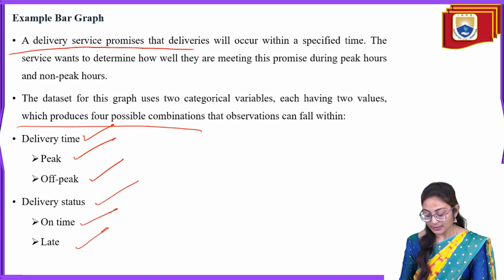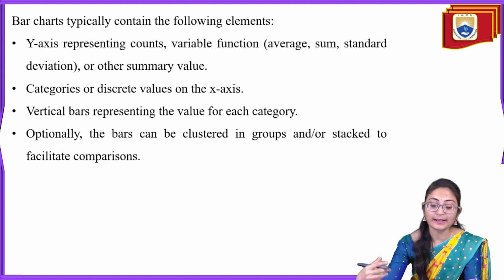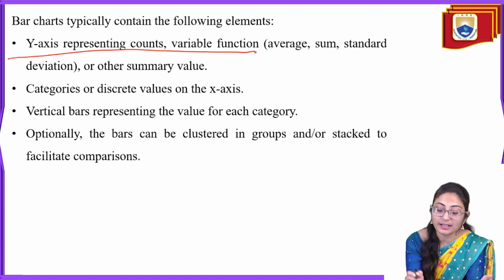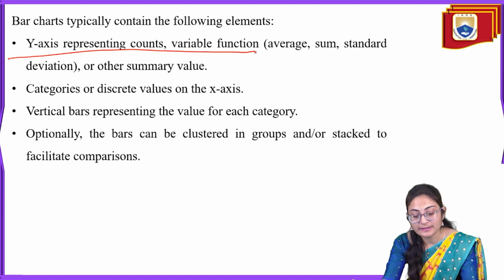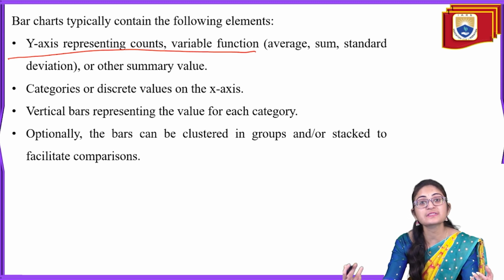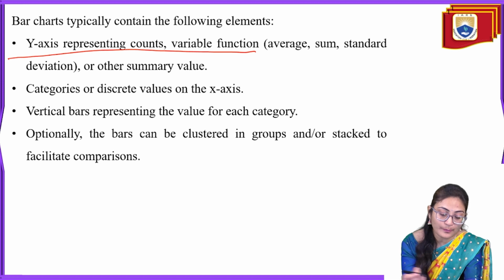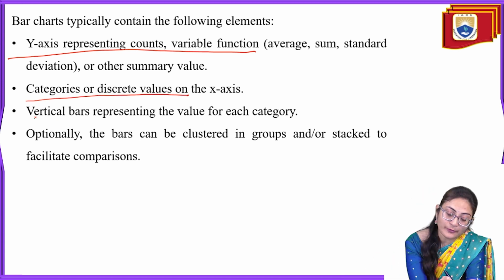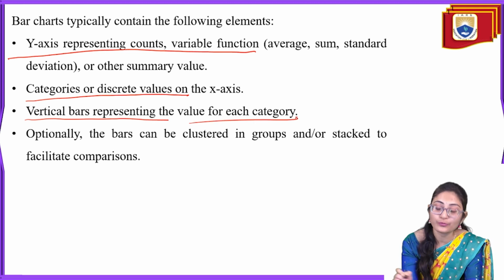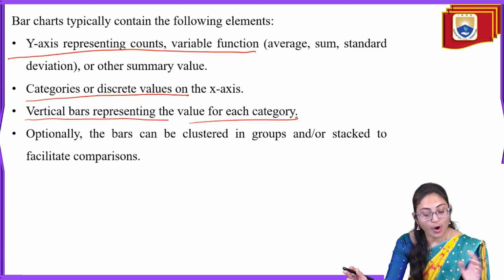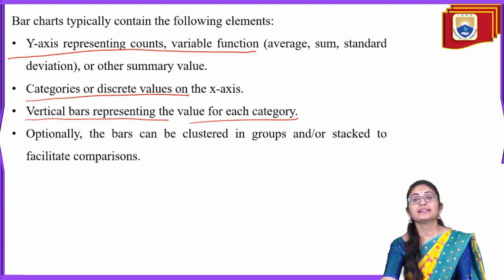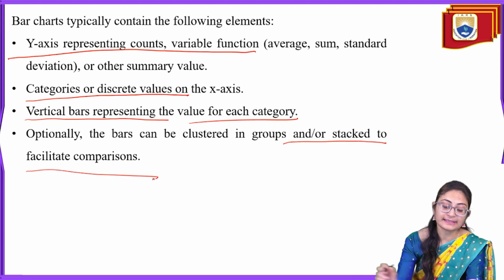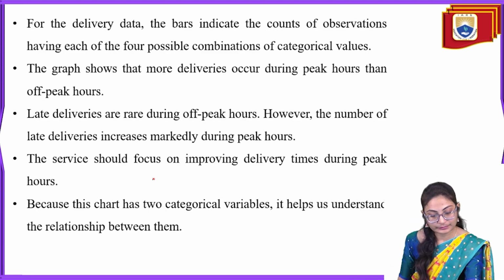So bar charts typically contain the following elements: a y-axis representing the counts or variable functions, that means we can say average, sum, standard deviation, or other summary value; categories or discrete values on the x-axis; and vertical bars representing the value for each category. Optionally, the bars can cluster in groups and or stack to facilitate comparison.